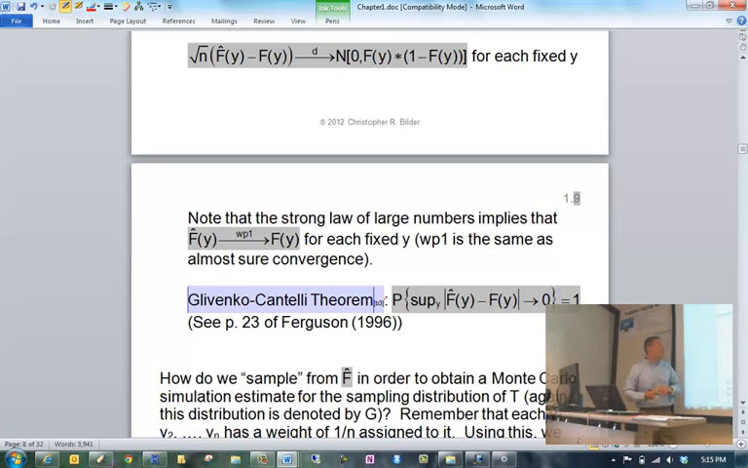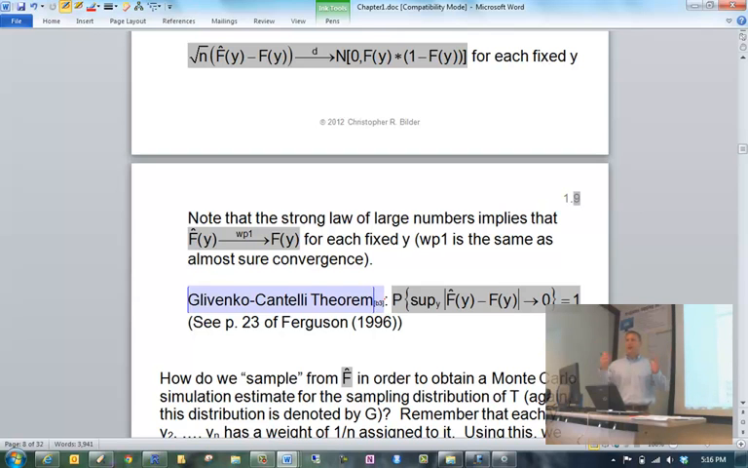You can even use the Glivenko-Cantelli theorem, which basically says that the probability that the maximum difference between F hat of y and F of y goes to 0 is 1. In other words, these two are very close to each other as n goes to infinity. So indeed, yes, F hat can be a very good estimate of F.